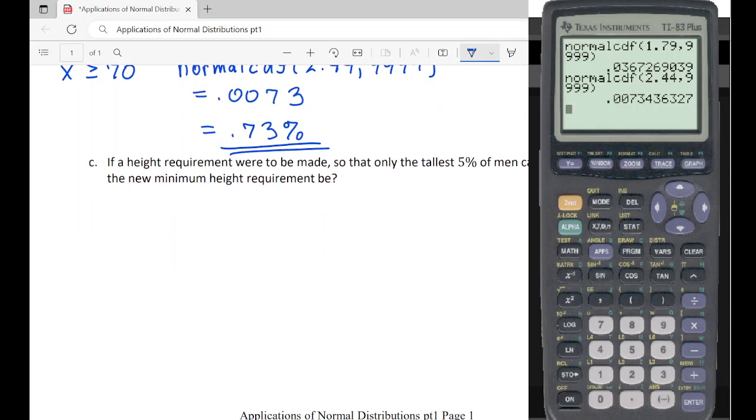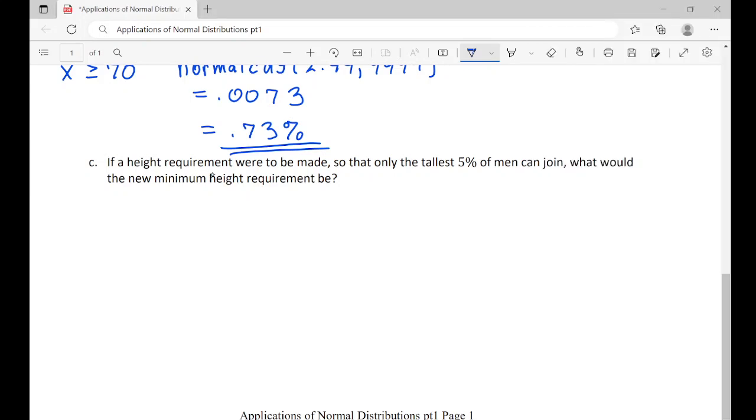Now, let's look at the last part here. If a height requirement were to be made so that only the tallest 5% of men could join, what would the new minimum height requirements be? Well, this time we're going to need to find our x value. So again, we already know our mean and standard deviation for men. Our mean is 69, and our standard deviation is 2.8. But now we have to find z, since the only way to find the new minimum height requirement is to solve for x. So we got to find out what z is.